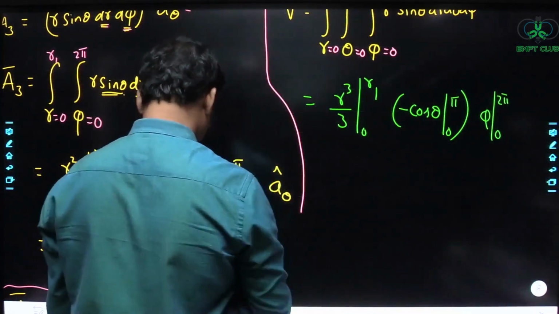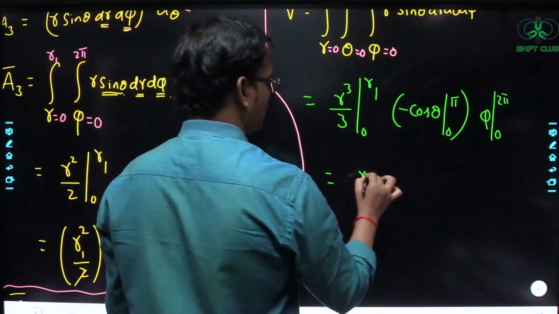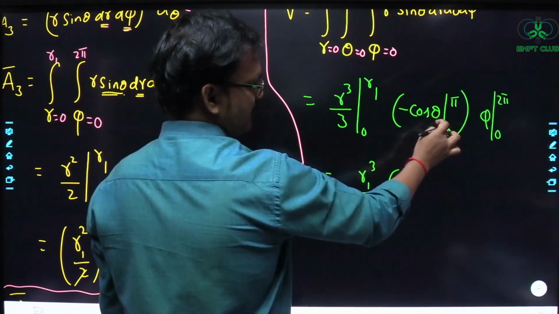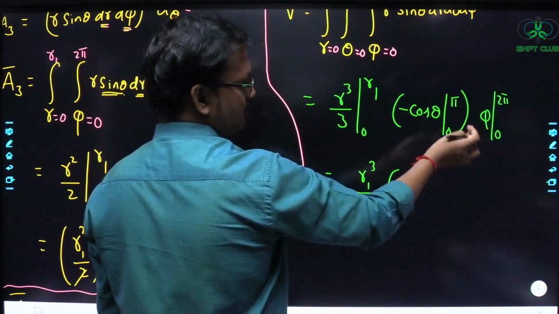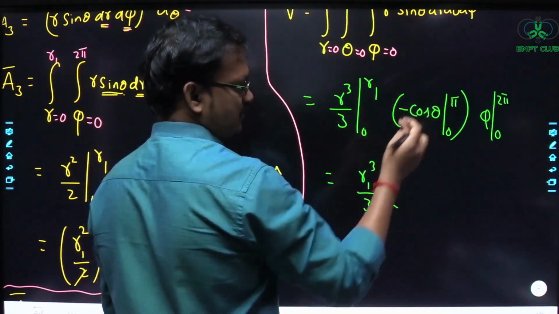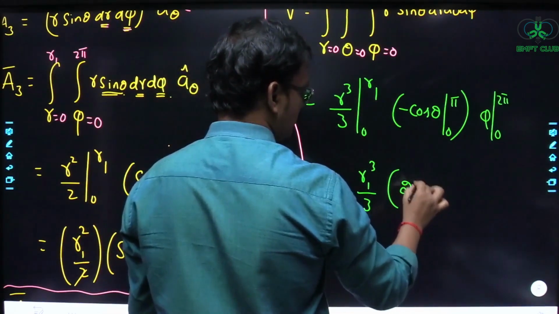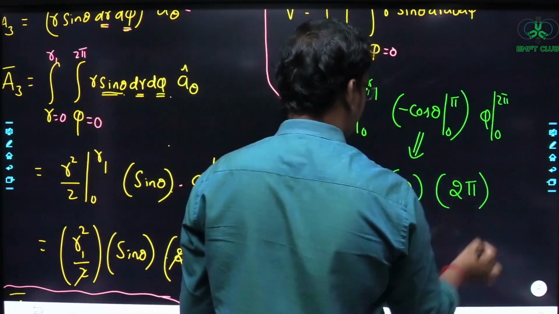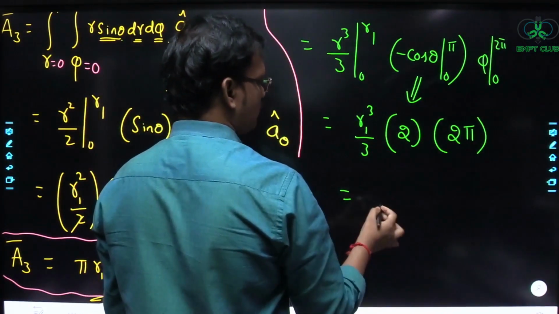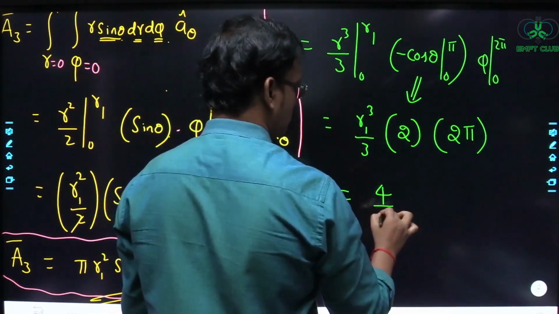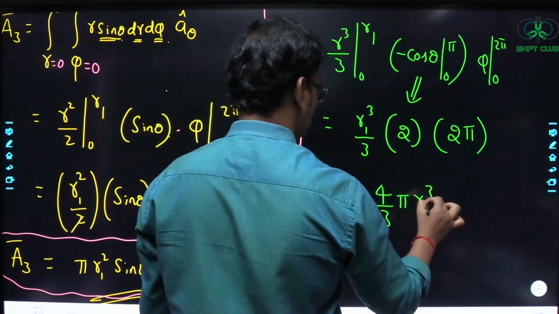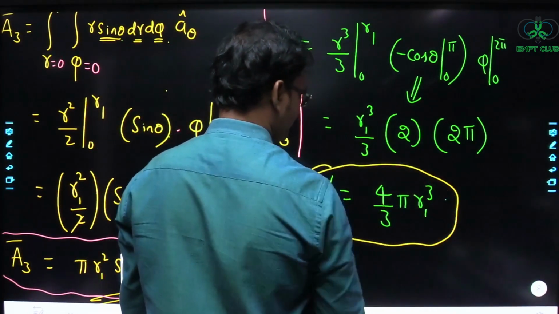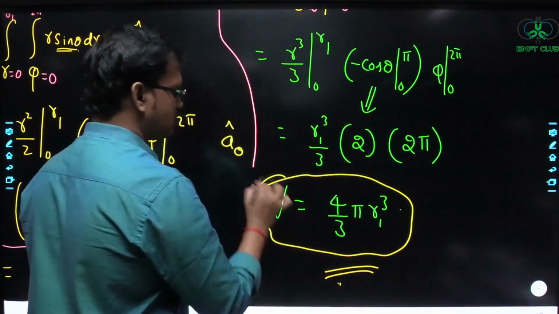So if you substitute this range, what are you going to get? Here you are going to get r1 cube by 3, and here cos pi is minus 1. Minus cos 0 is 1, minus 1 will become minus 2, already minus is present, minus of minus will become plus. So here you are going to get 2. Next, if you substitute the range here, you are going to get 2 pi. So 2 pi into 2 is nothing but what? 4 pi, and here 3. So here you are going to get 4 by 3 pi r1 cube. So this is the volume of what? This is the volume of the sphere.